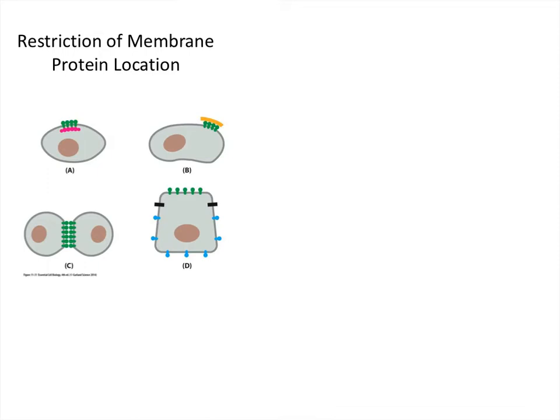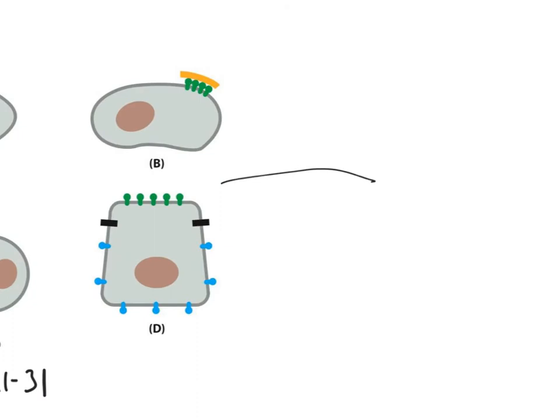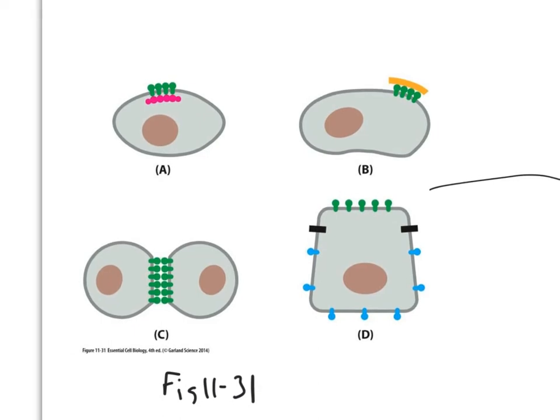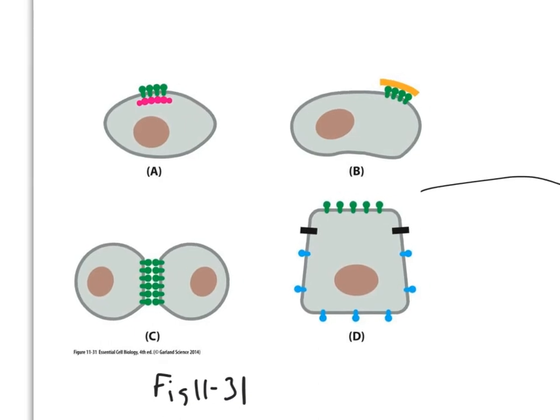There are four different ways that membrane protein location can be restricted, and those are shown here. This is figure 11-31 in your book. We're looking at this funky little football-shaped cell, and it looks like it has laces, but those are actually some proteins. Through this figure, we see the four different ways that protein movement can be restricted in a cell.